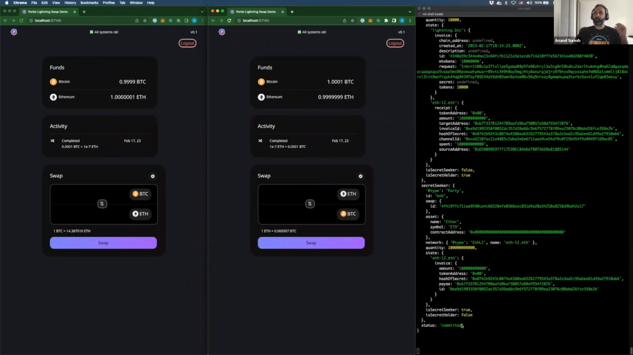And as you can see, the swap is finally committed, and the balances have been updated on both sides. Money got moved from one end to the other. None of it was ever custodied in the middle by the exchange. All we did was help move data back and forth between the two parties involved. So that's pretty much the majority of the demo. It took less than 30 seconds.